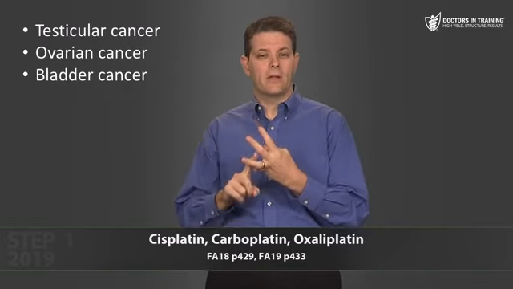Well, we've made it to the very last video in the entire course. We're wrapping up the cancer drugs, starting with 3 drugs that have platinum molecules in them: cisplatin, carboplatin, and oxaliplatin. These platinum drugs work by cross-linking DNA, and I want you to remember that they have a genitourinary association. So they're used to treat testicular cancer, ovarian cancer, and bladder cancer.